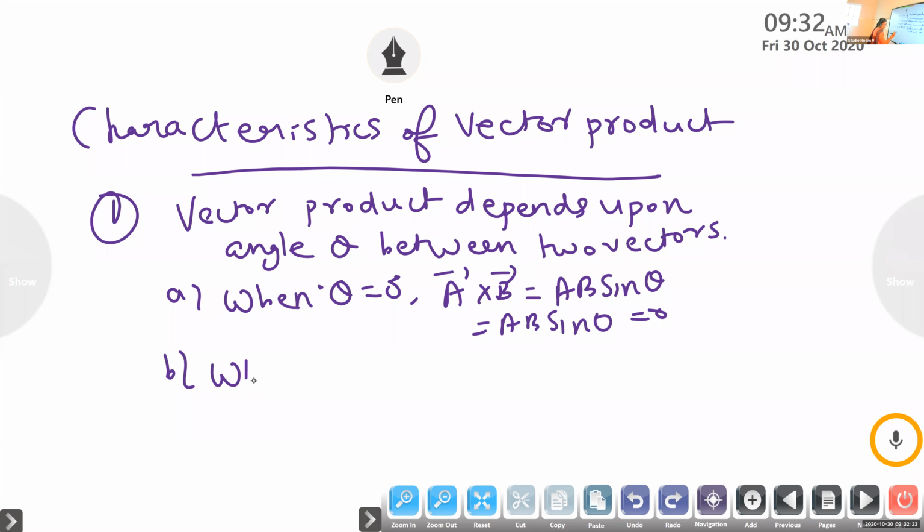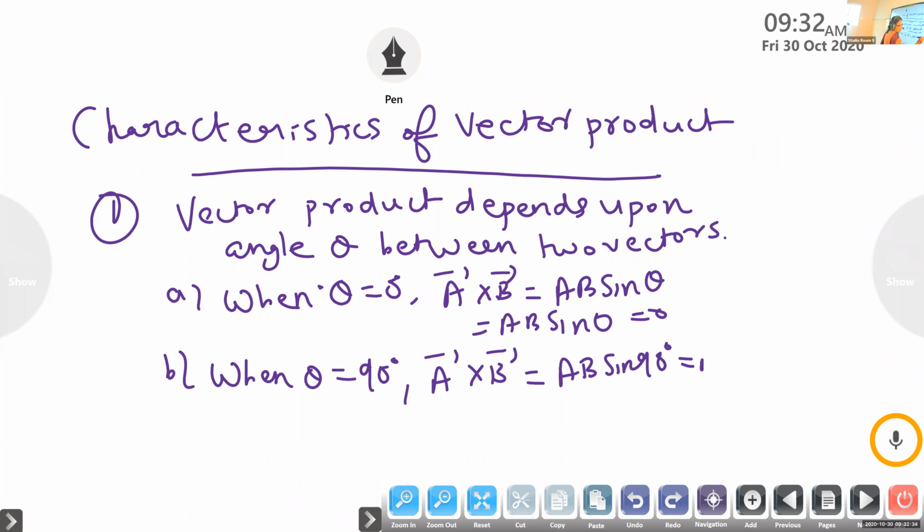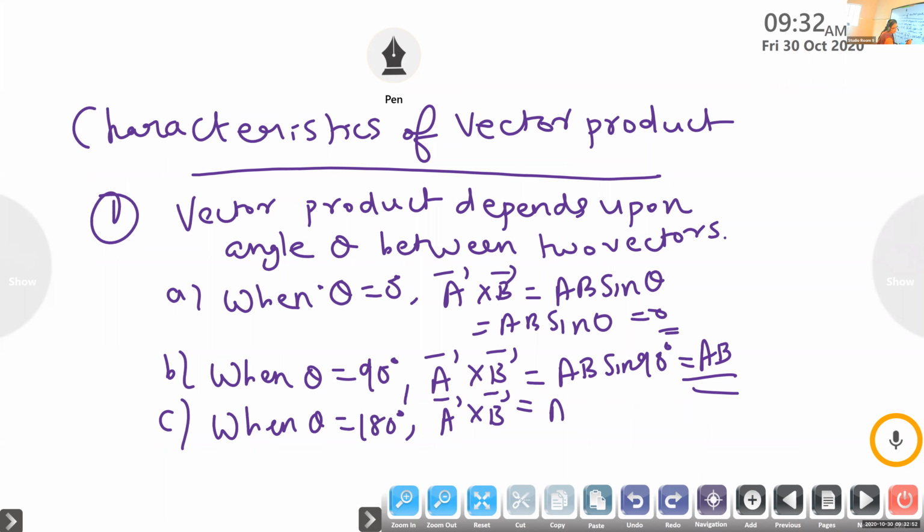Similarly, when theta is 90 degrees, A cross B is equal to AB sine 90 degrees, that is going to be AB. When theta is equal to 180 degrees, A cross B is equal to AB sine 180. Cos 180 is minus 1, but sine 180 is 0. So this is also going to be 0.